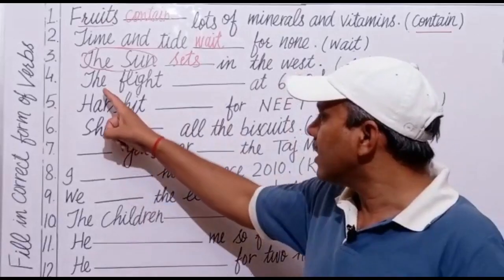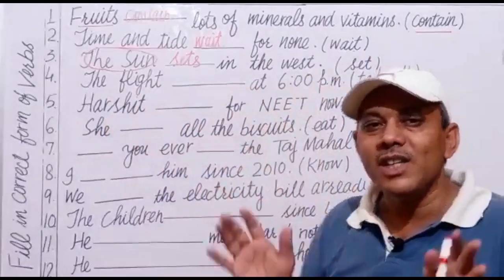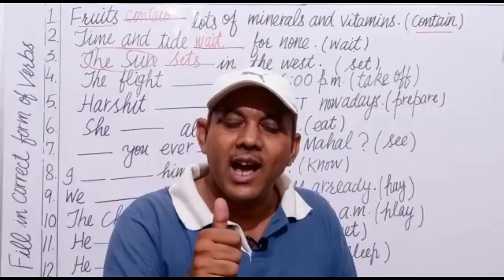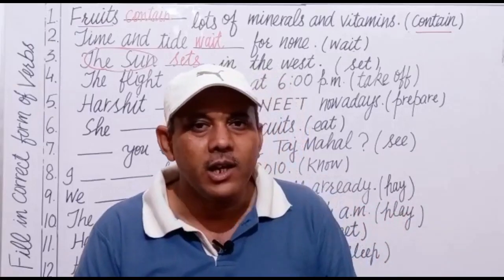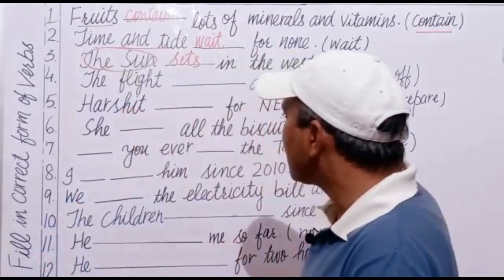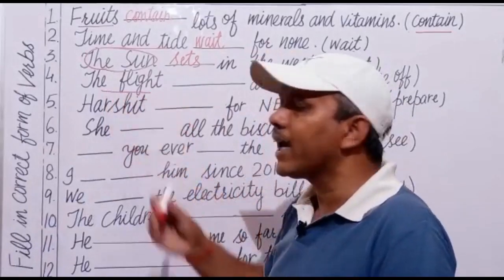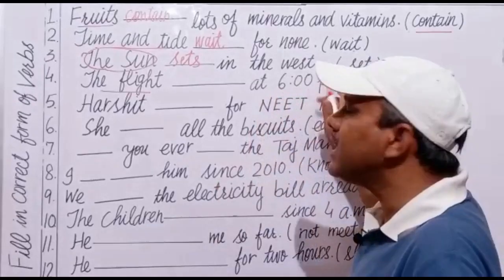Next sentence is: the flight dash at 6 p.m. This is about the timetable, as we have discussed already. In case of a timetable, we shall use simple present tense. Now the subject is singular: the flight, the aeroplane, the plane at 6 p.m.